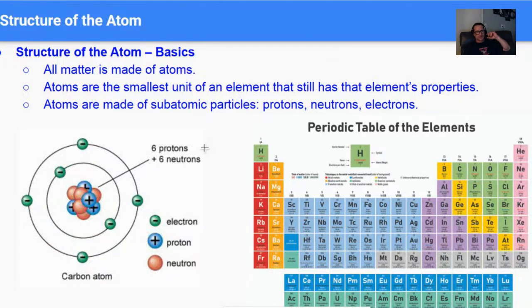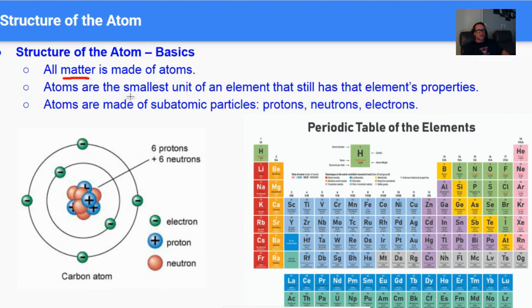All right, so structure of the atom. This really should be pretty easy for you guys. For most of you guys, it'll probably be some review. But some will be new. All right, so the structure of the atom, all matter. So the stuff we're made out of, our clothes, things in the air, everything's made out of atoms.